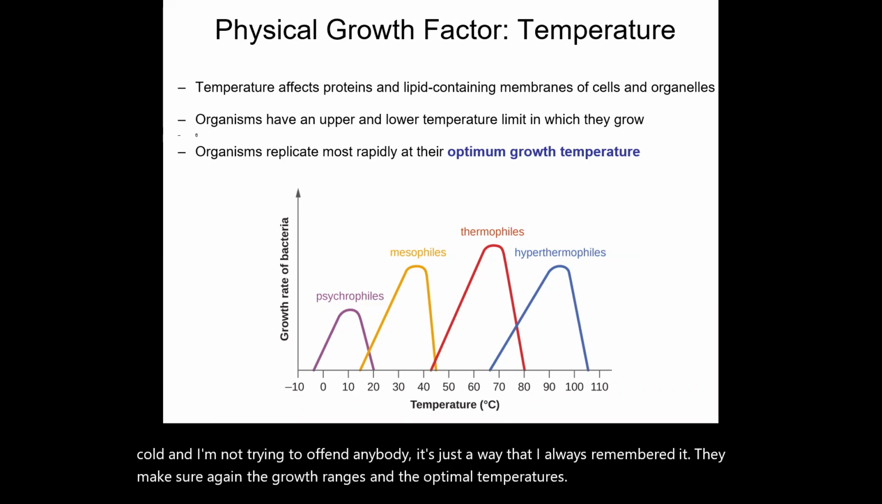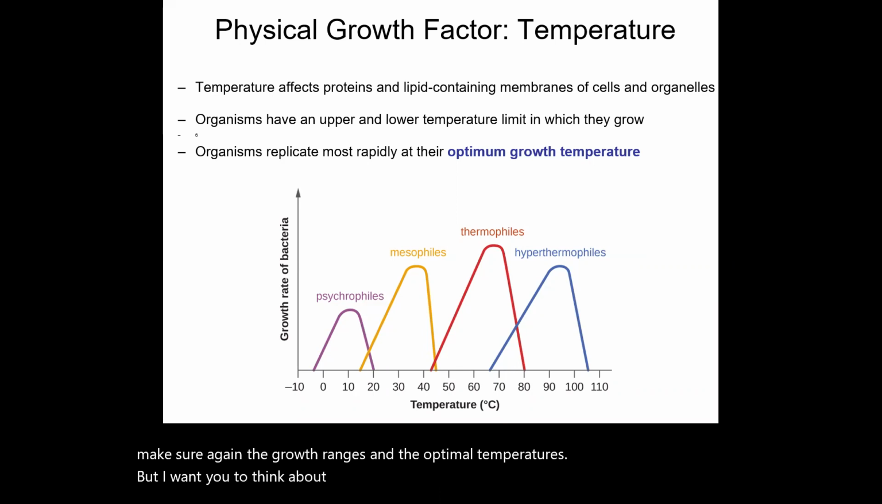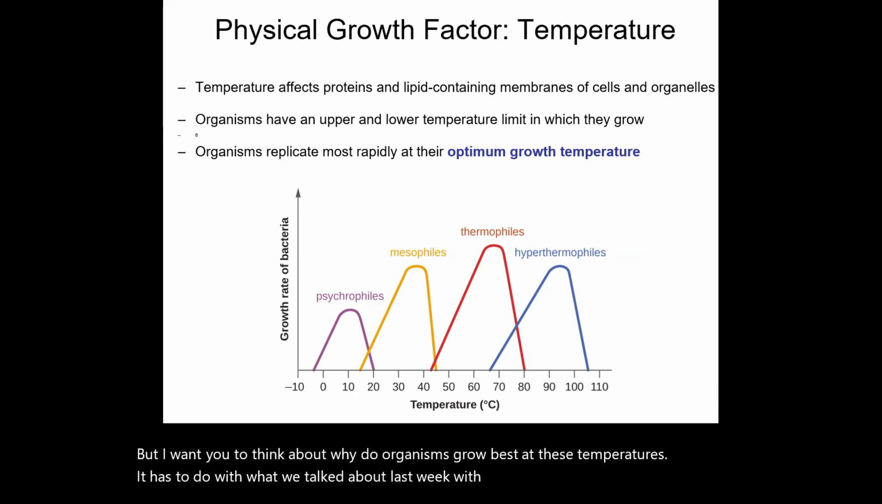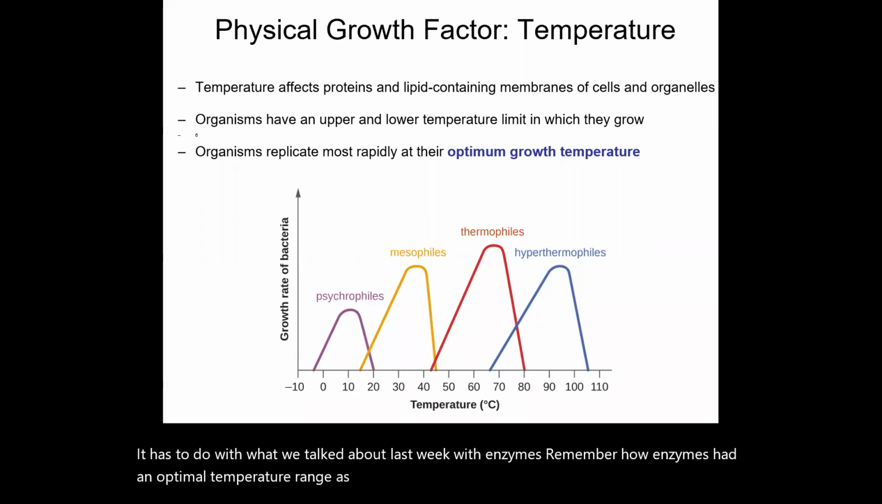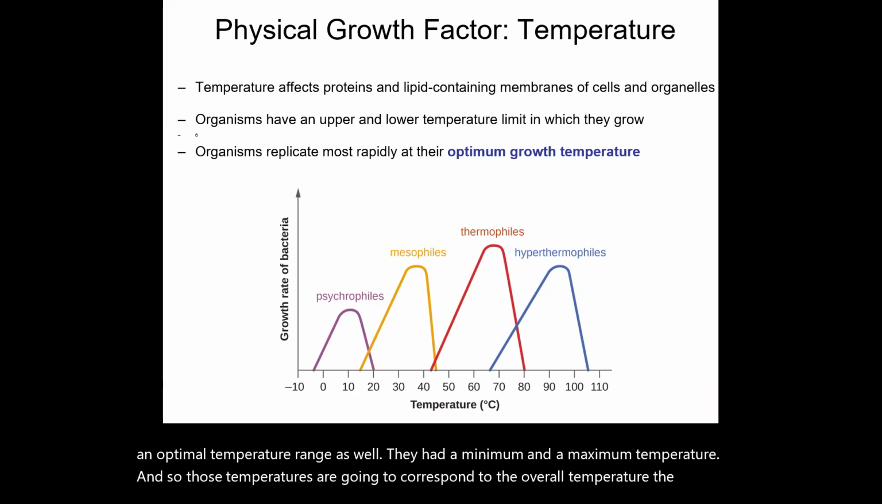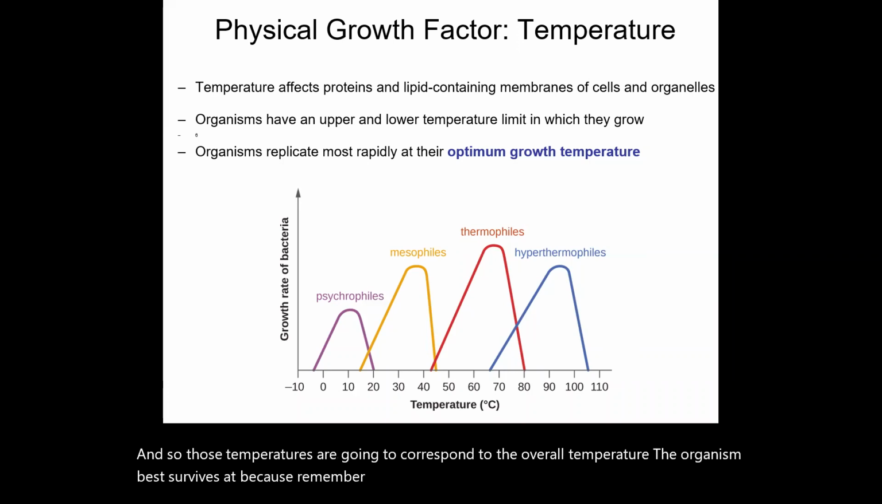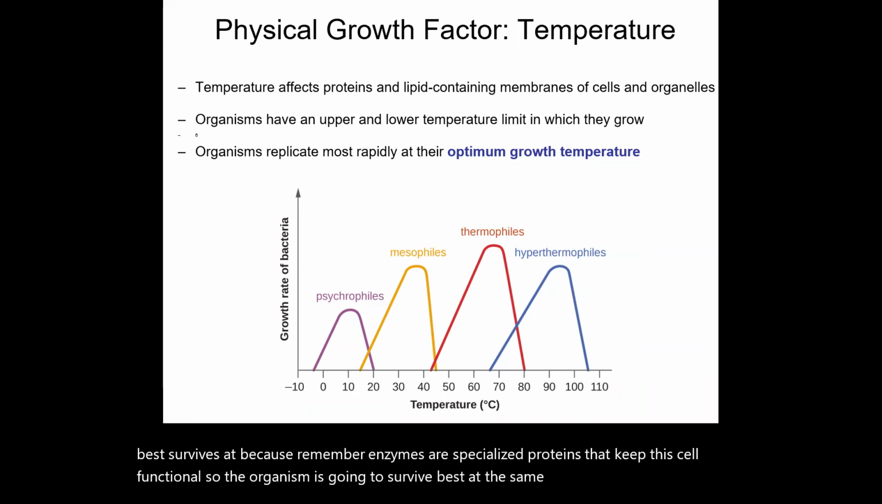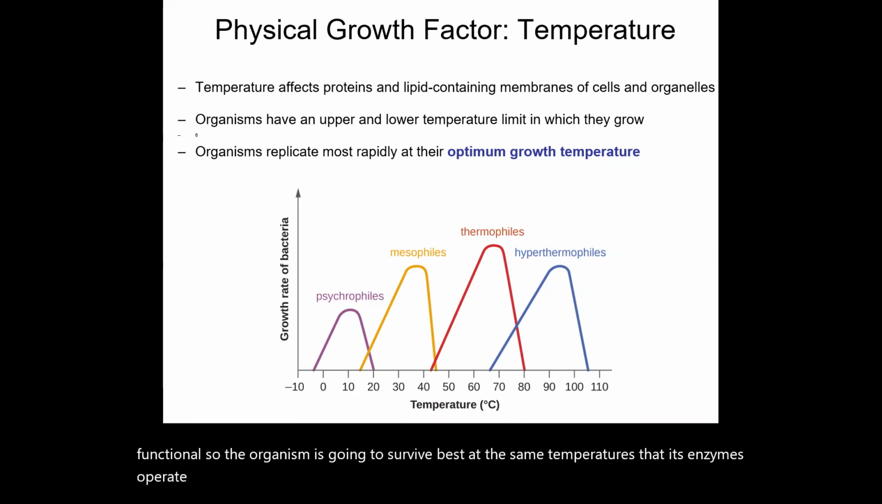But I want you to think about why do organisms grow best at these temperatures? Well, it has to do with what we talked about last week with enzymes. Remember how enzymes had an optimal temperature range as well. They had a minimum and a maximum temperature. And so those temperatures are going to correspond to the overall temperature the organism best survives at. Because remember, enzymes are specialized proteins that keep the cell functional. So the organism is going to survive best at the same temperatures that its enzymes operate best, right? Because the two are dependent on each other.